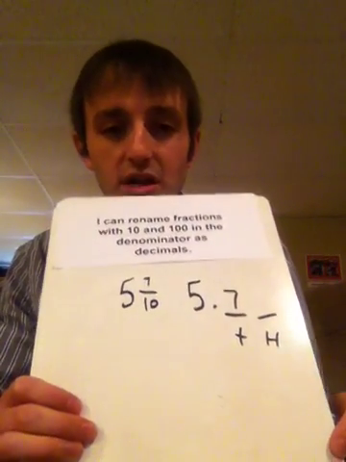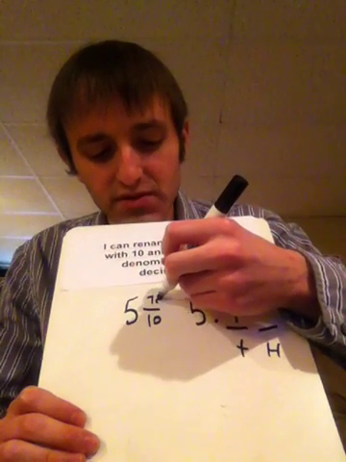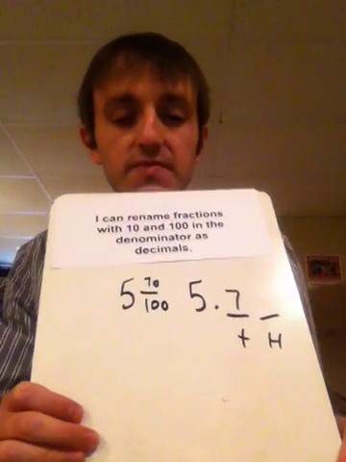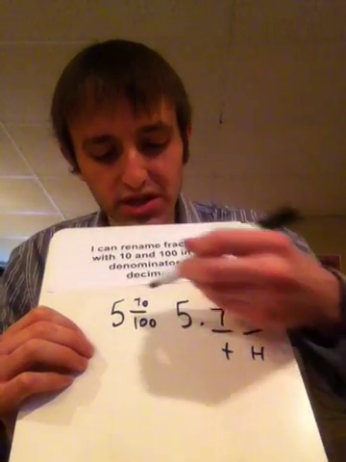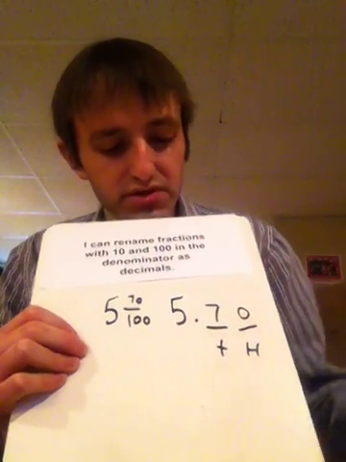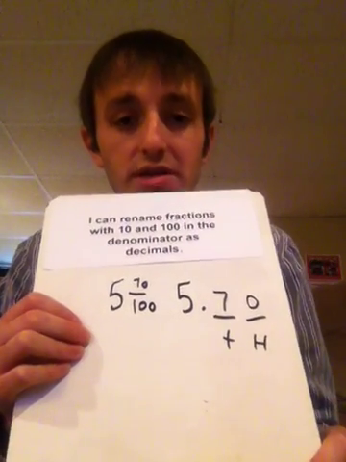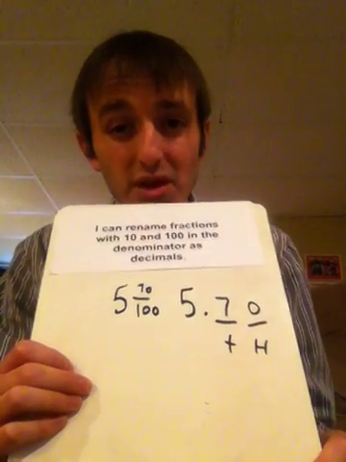Okay? Now let's say our number was 5 and 70 hundredths. Well, if it's hundredths, all you need to do is write your 7 in your tenths and your 0 in your hundredths. So there's 5 and 70 hundredths. They're actually the same number. Alright, let's try another one.